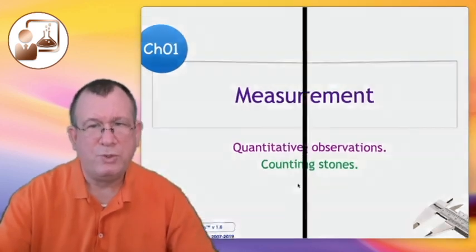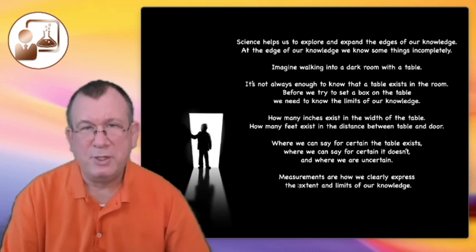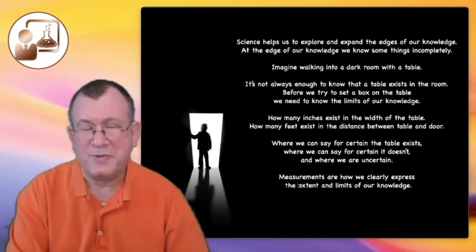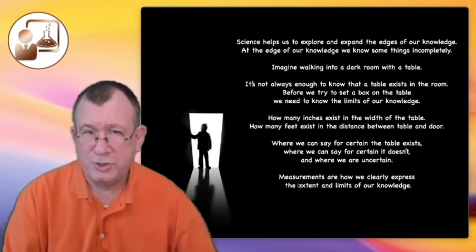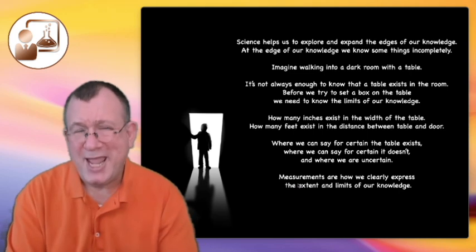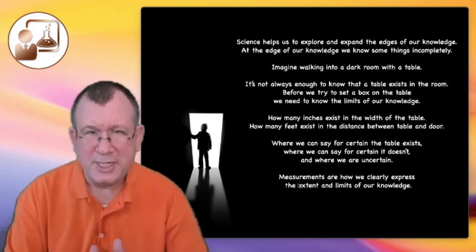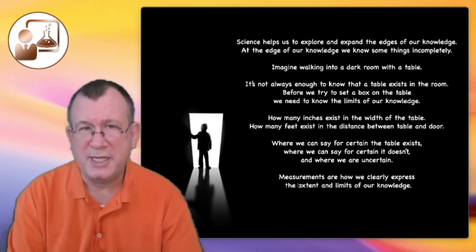So when you're taking measurements, what you're trying to do is not just figure out that there is a table in the room, that there is a chair, but how wide is the table? How far from the door is the chair? Where is the edge of that table? Trying to get precise, trying to get specific about where the edge of that table is important.